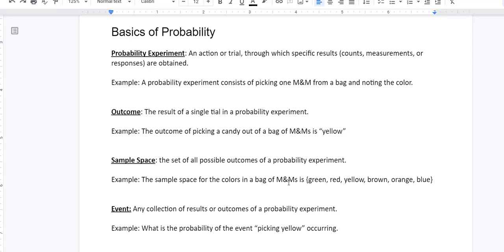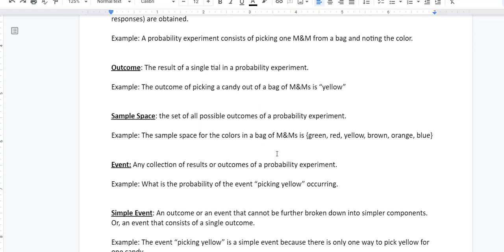An example of this is a probability experiment that consists of picking one M&M from a bag and noting the color. Imagine you have a 1.69-ounce bag of M&Ms, and you reach in, grab just one candy, and ask what color it is. That will be a probability experiment. An outcome is the result of a single trial in a probability experiment. So in the prior example, an outcome is picking the color yellow.